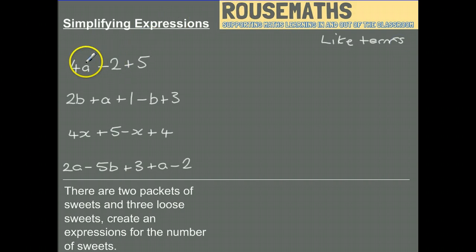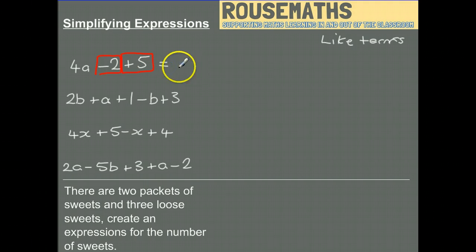So for example, in this one we've got a 4a. There are no other a terms. There aren't any 2a's or 5a's, so there's no other like terms to 4a. However, there's a minus 2 and a plus 5. Now they're both number terms, so they're like terms. So we've got minus 2 and plus 5, which are like terms.